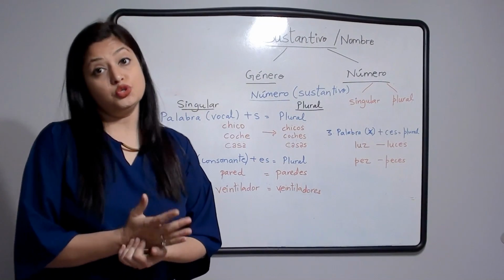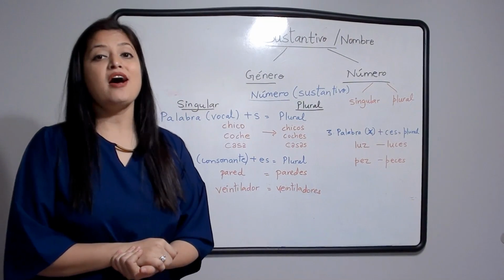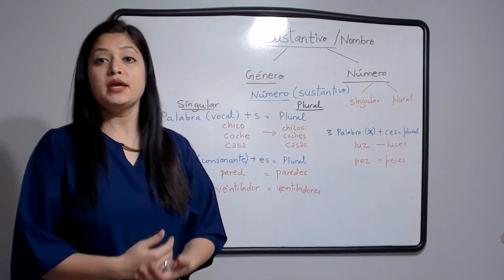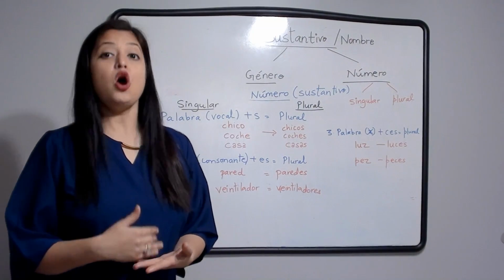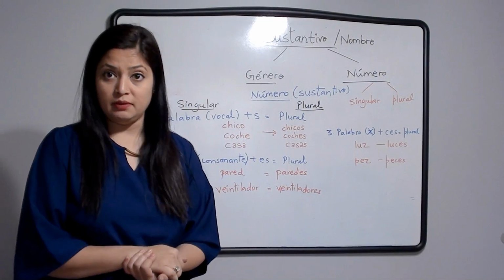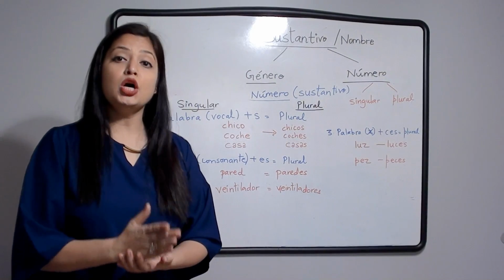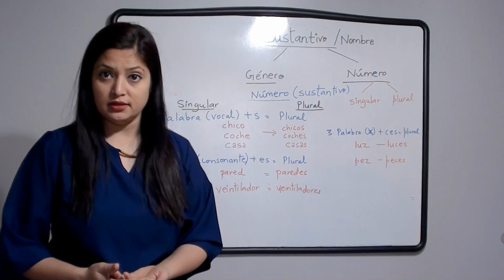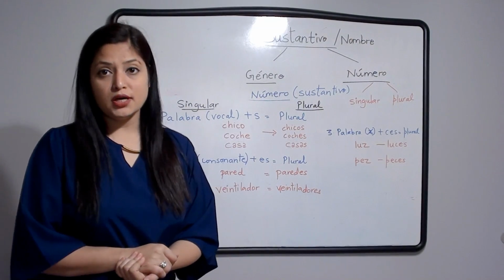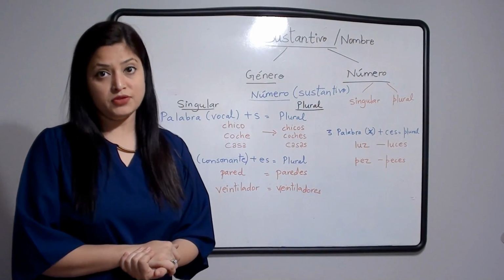Spanish noun or sustantivo in Spanish have both number and gender, which means a noun can be singular or plural, or a noun can be masculine or feminine. It might sound different because in English, the non-living nouns do not have a gender, but in Spanish they do. Today, we are just going to focus on the number of the nouns.